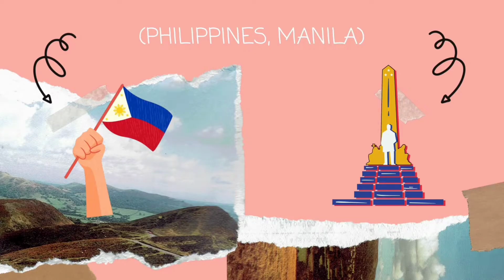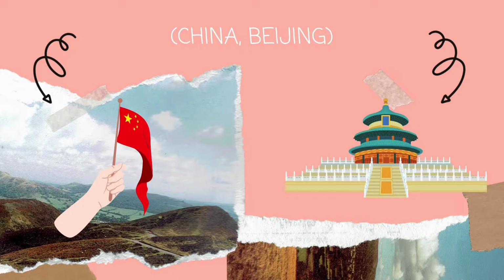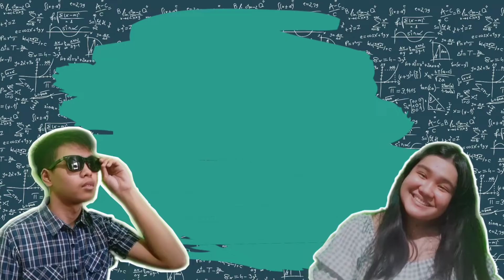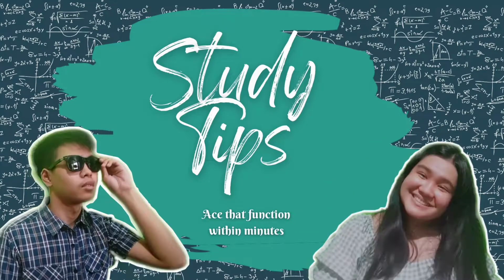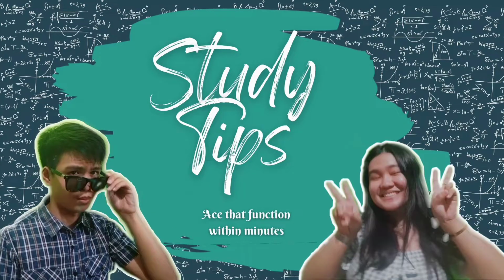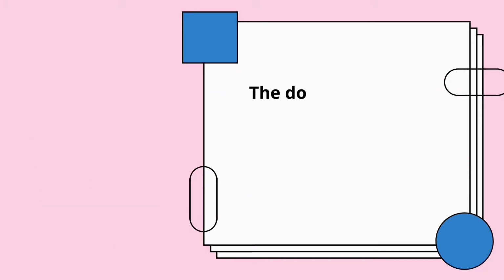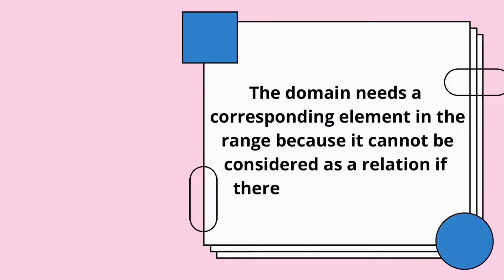We have ordered pairs Philippines, Manila, Japan, Tokyo, China, Beijing, South Korea, Seoul. From the ordered pairs, Philippines, Japan, China, and South Korea are the domain, while Manila, Tokyo, Beijing, Seoul are the range. Reminder: the domain needs a corresponding element in the range because it cannot be considered as a relation if there is no ordered pair.